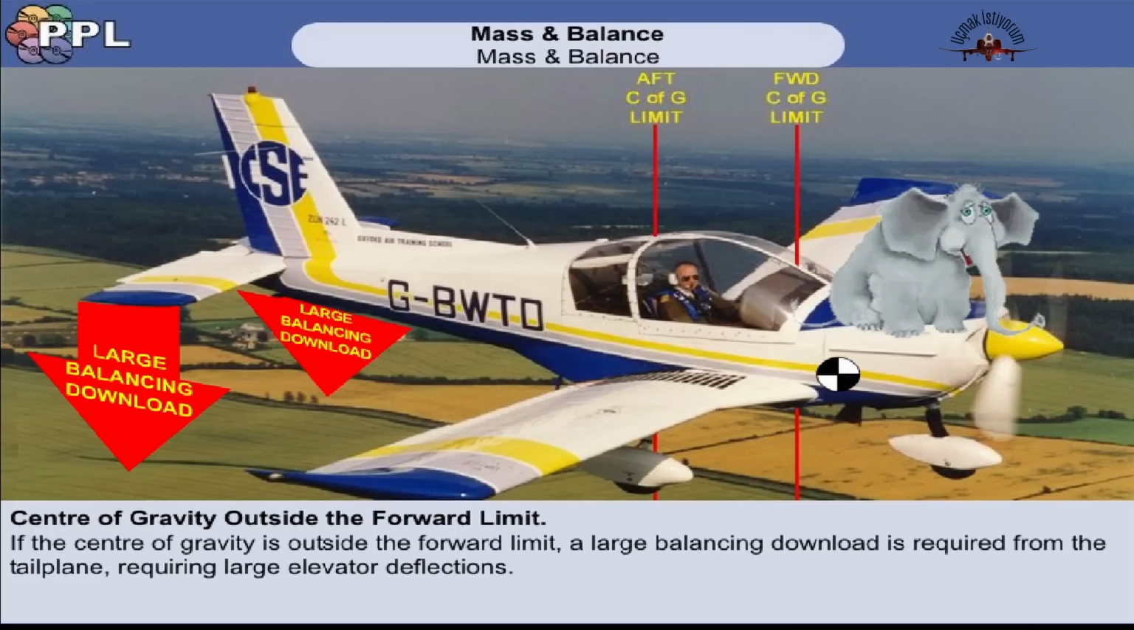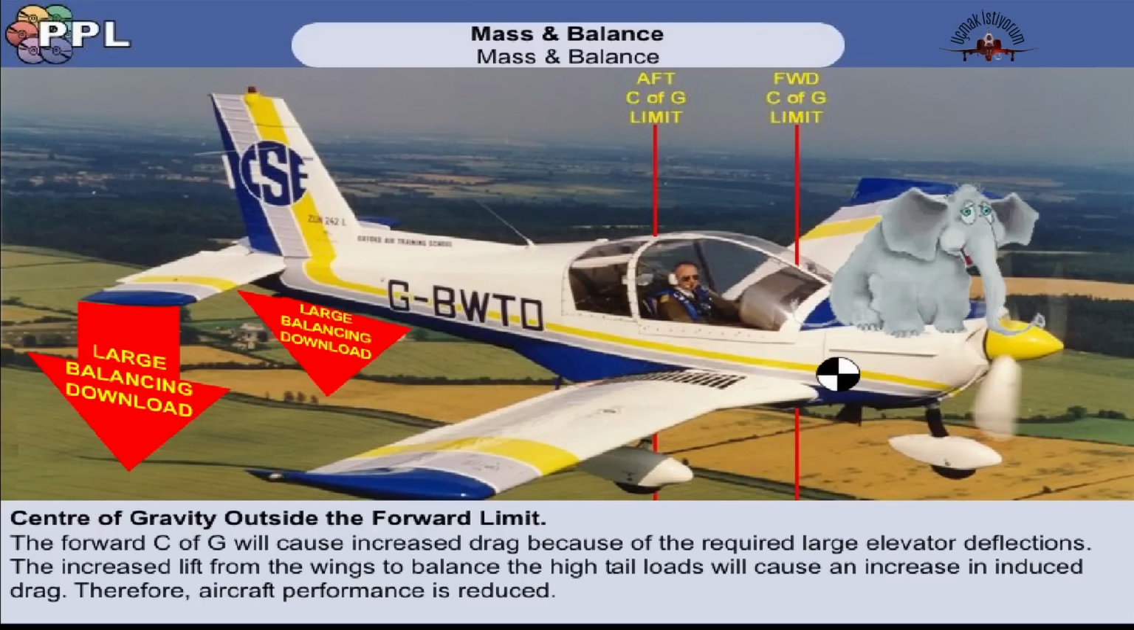If the center of gravity is outside the forward limit, then a large balancing download is required from the tailplane, requiring large elevator deflections. Large elevator deflections will result in increased drag from the control surfaces, and because of the increased wing lift required to balance the tailplane download, increased induced drag. This causes reduced aircraft performance.